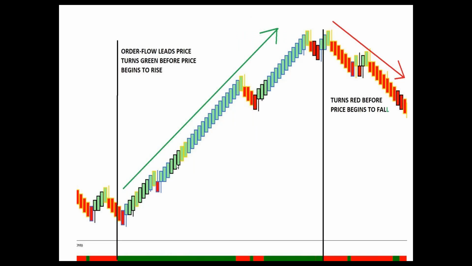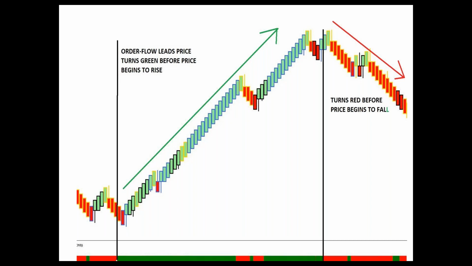Now, what makes this really ultra valuable is, one, you're never going to get caught on the wrong side of a trade. This gives you an absolute direction that you have to trade. And if you trade against order flow based off those two SMAs, off the two higher time frames, the likelihood is very high you'll get stopped out. In addition, it leads price.